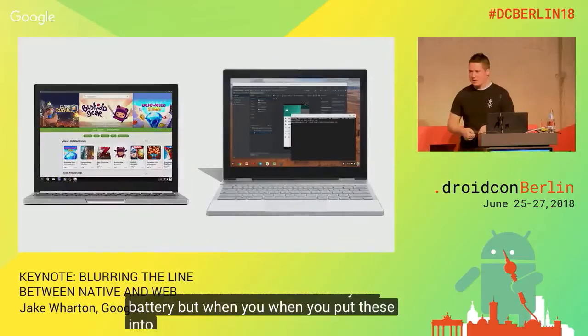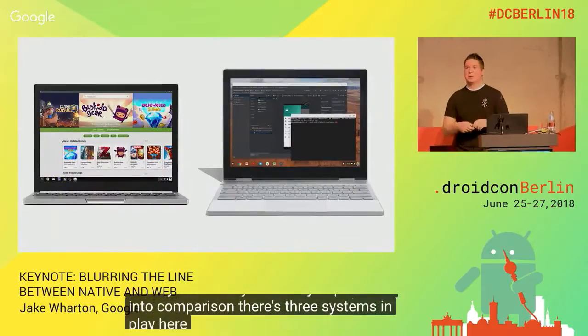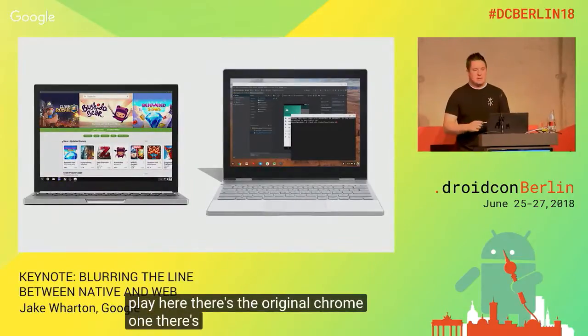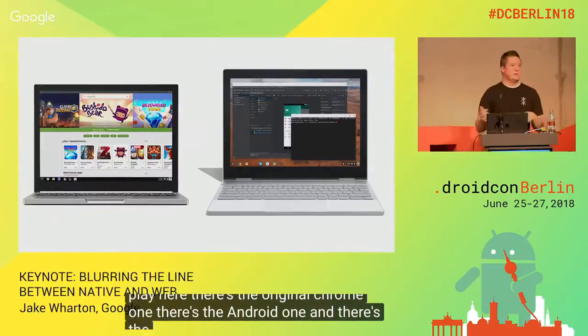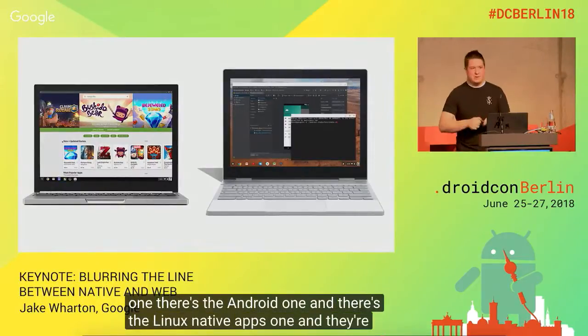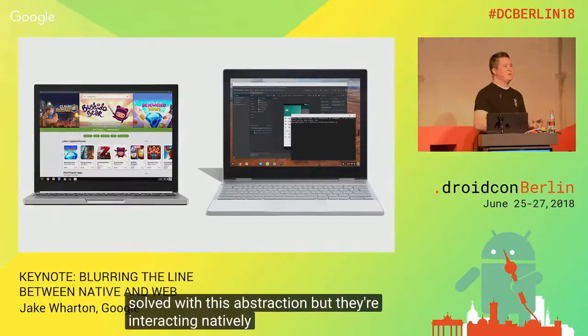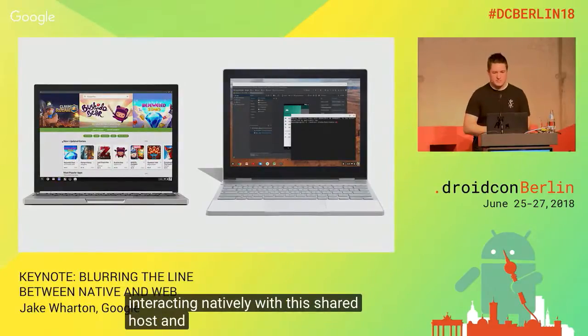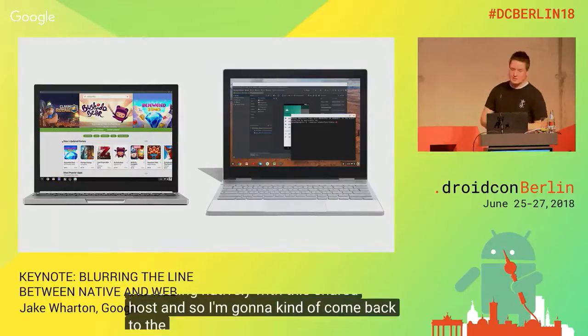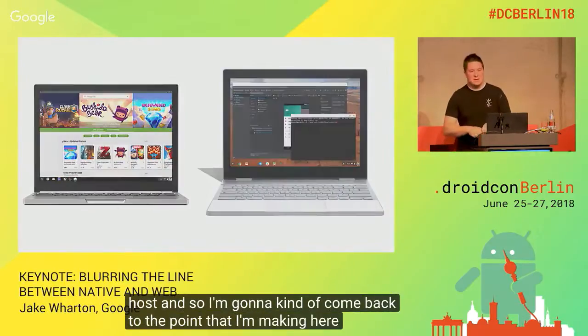But when you put these into comparison, there are three systems in play here. There's the original Chrome one, there's the Android one, and there's the Linux native apps one. And they're all solved with containers. They're all solved with this abstraction, but they're interacting natively with this shared host. And so I'm going to come back to the point that I'm making here.